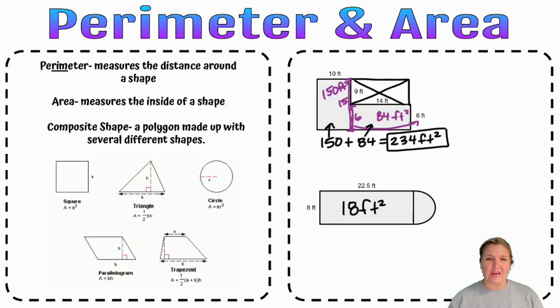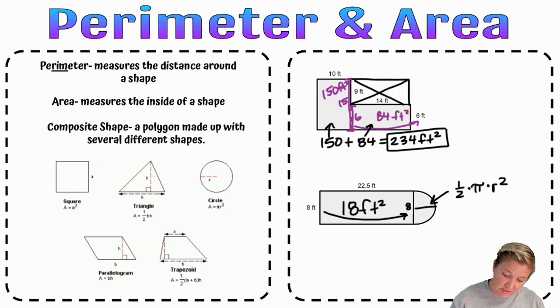Now I need to find the area of this half circle. So the area of this is going to be 1/2 times pi times radius squared. Now, what exactly is a radius? Because I don't see anything labeled here. Well, the radius here, if you'll notice, on this side, this entire distance there is 8. That's the diameter. So remember, to find the radius, you're going to take that and half it. So the radius here is going to be 4. So the radius is 4.